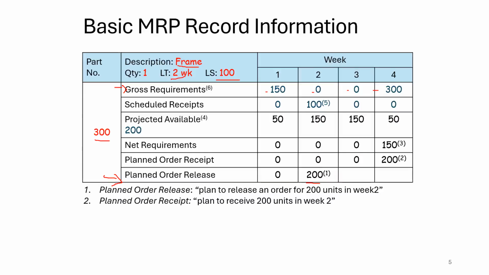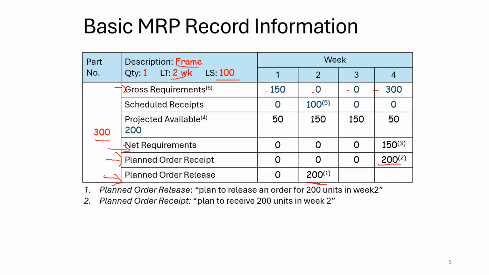Similarly, we have the planned order receipt, which tells us once we place the planned order in week 2, when does it arrive? So here the frame has a lead time of 2 weeks. So if we place an order of 200 units in week 2, we will be receiving it after 2 weeks, which is in week 4.